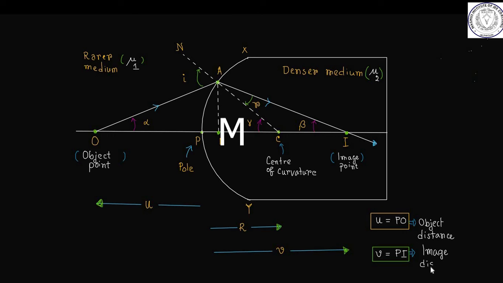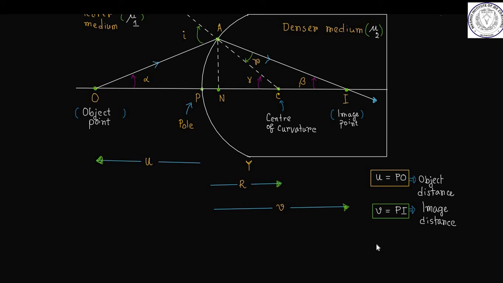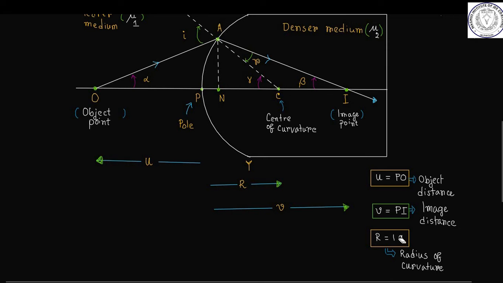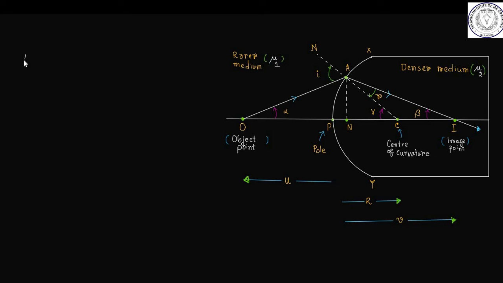That means v equal PI, which is the image distance of the image I from the pole P of the refracting convex surface XPY, and R is equal to PC. R is equal to PC, that is the radius of curvature of the refracting convex surface XPY enclosing the denser medium of refractive index mu2.